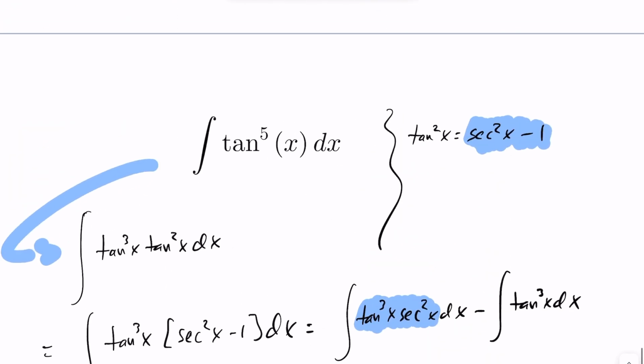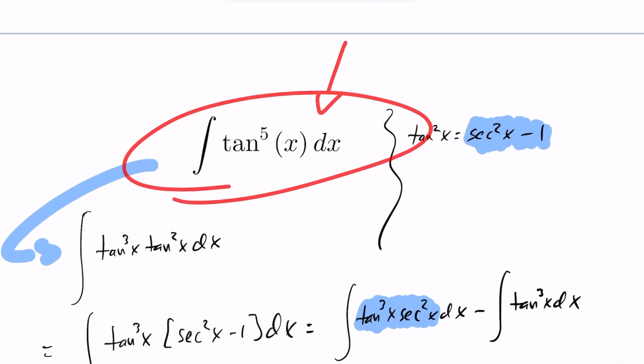All right, I thought I'd go through this quick question here, just showing you integrating more trig expressions. Thank you.